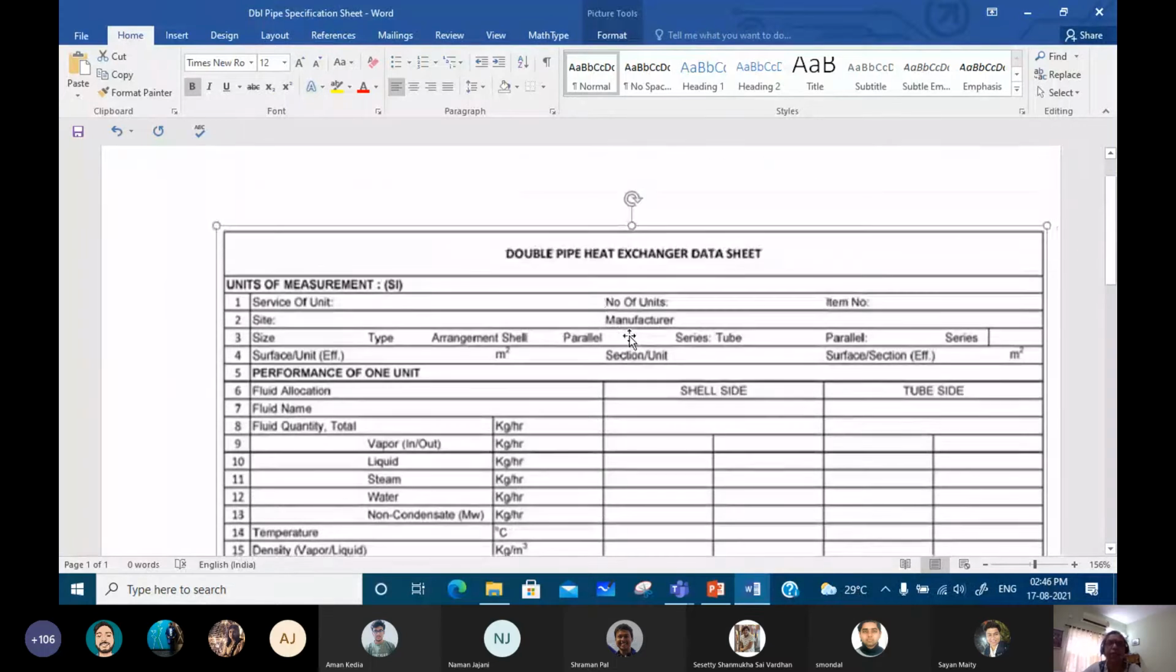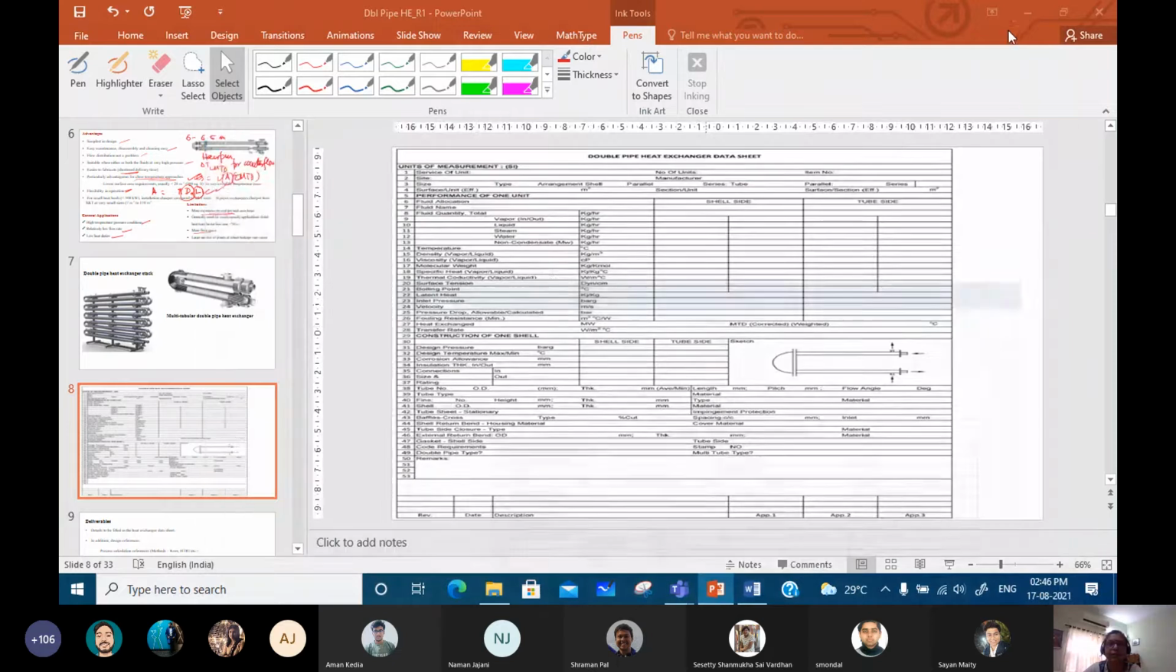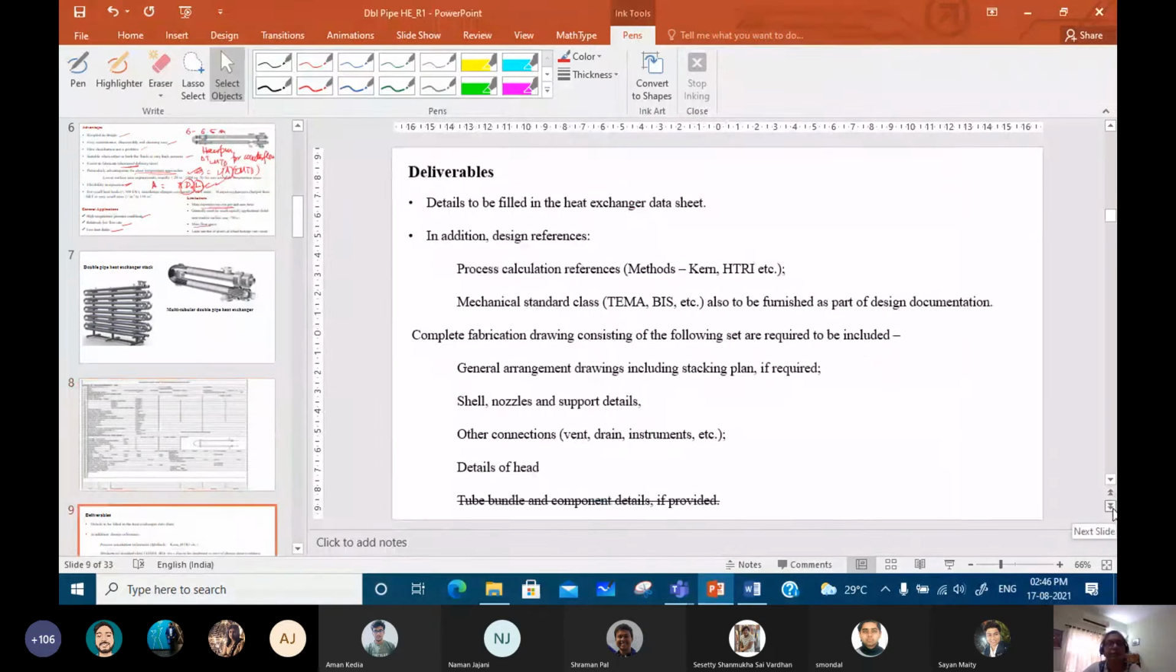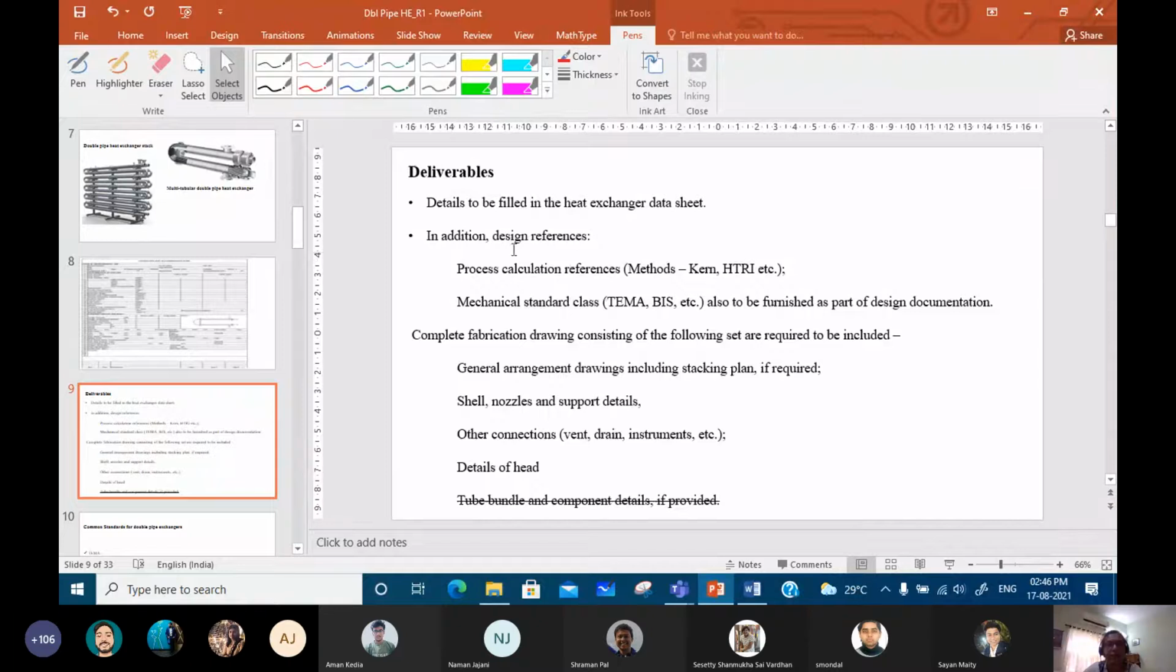So in short, the deliverables that I'll be expecting are the details to be filled in the heat exchanger sheet. Along with that, it's very important in standard industrial practice that you provide all the design references that you have used and also the different standards that you have used. The complete fabrication drawing is something that I would desire, which I'll be giving to the fabricator. I hope the SolidWorks problem gets sorted out by that time, and I'll get the design in a form which I can directly give to the fabricator and don't have to bother about anything else.